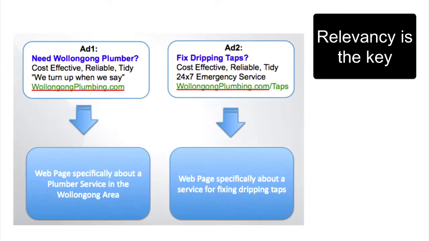All right, so relevancy, we spoke a little bit about that before. So we want to make the ads relevant to the pages they go to. So here's just a general Wollongong plumber one. So we can go to a web page specifically about plumbing service in the Wollongong area. But this one's about fixing dripping taps. So it should go to a web page specifically about fixing dripping taps. Does that make sense? So whatever they've searched for, we're going to send them to the right page.